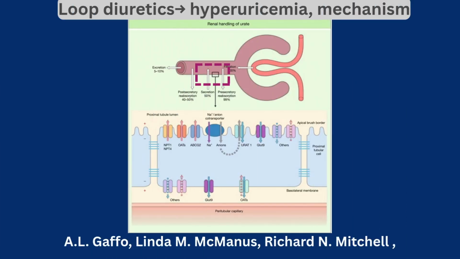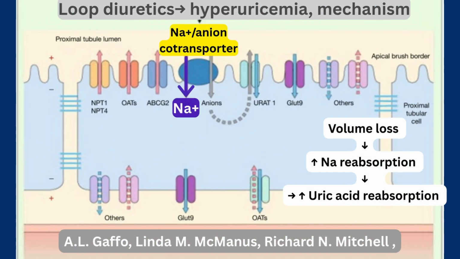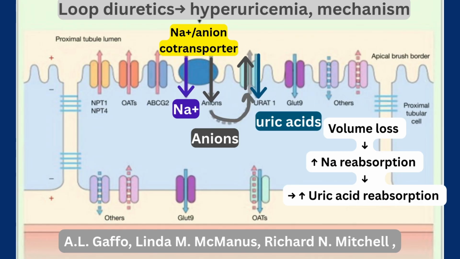With volume contraction, the kidney tries to save sodium in the proximal tubule. At the same time, organic anions like lactate and keto acids increase. URAT1 exchanges these anions for uric acid, so more uric acid is reabsorbed.